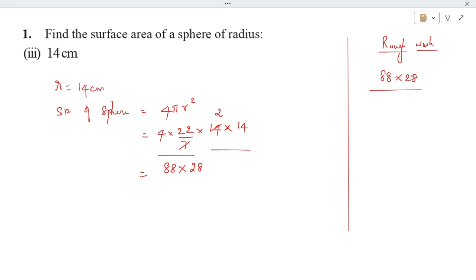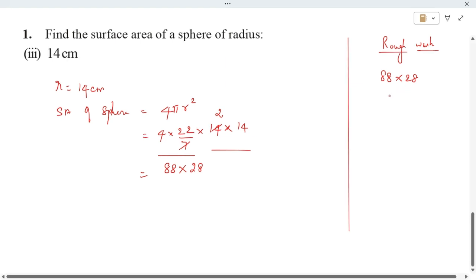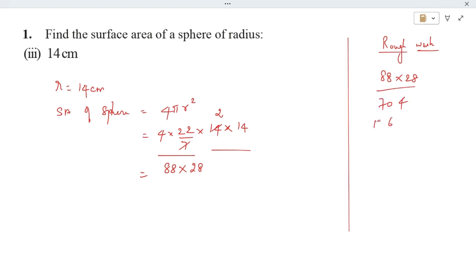Just pause my video and try to do the calculation and check whether your answer is right. So your answer is 2464 centimeters square. Are you getting the answer?